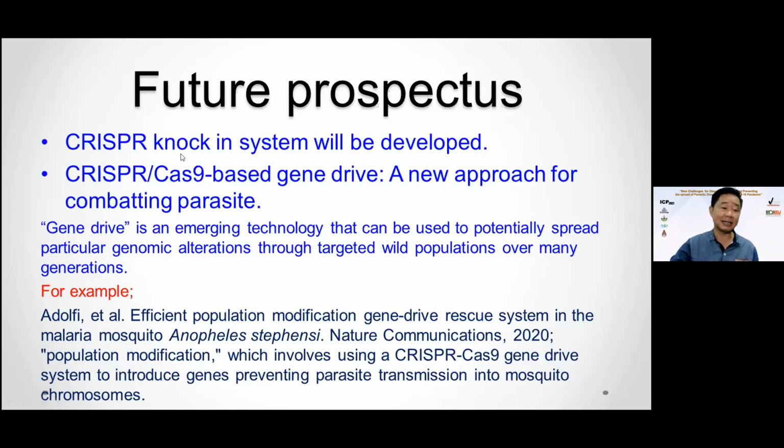There is a recent publication in Nature using CRISPR-Cas9 to do gene drive to control parasitic disease. This group is modifying the mosquito that is a vector of malaria, and then trying to spread that in the environment. So this is the new trend for using CRISPR-Cas9 in the future.